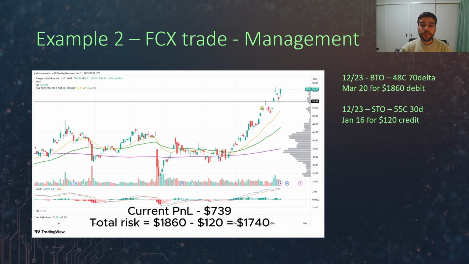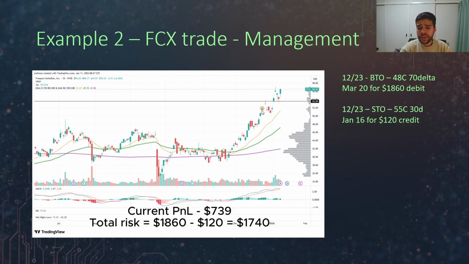What about management? Well, managing these trades is critical. These trades are not open and then set and forget. They need regular management and very active trading. So an example is an FCX trade that I opened by buying 48 calls, 70 delta, on March 20th, and I sold at the same moment 55 calls for January 16, getting a $120 credit.